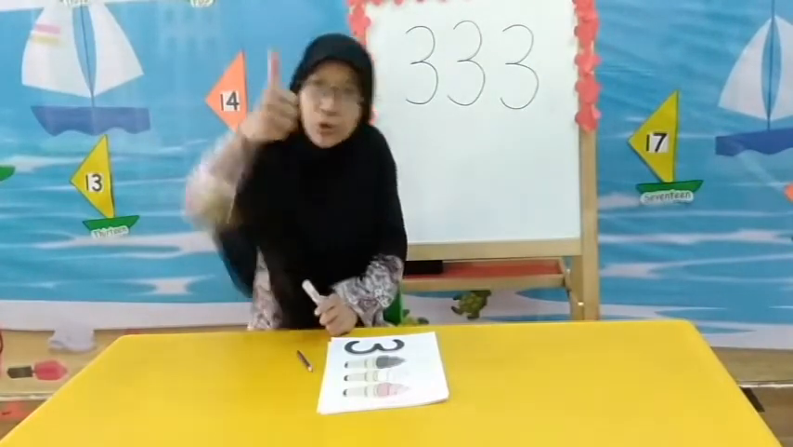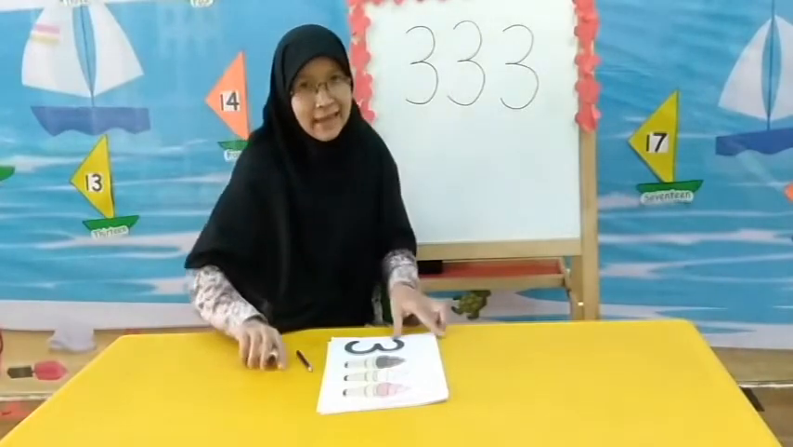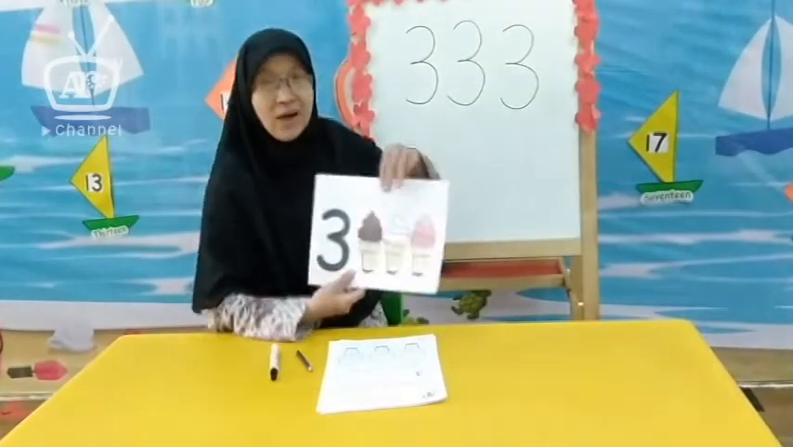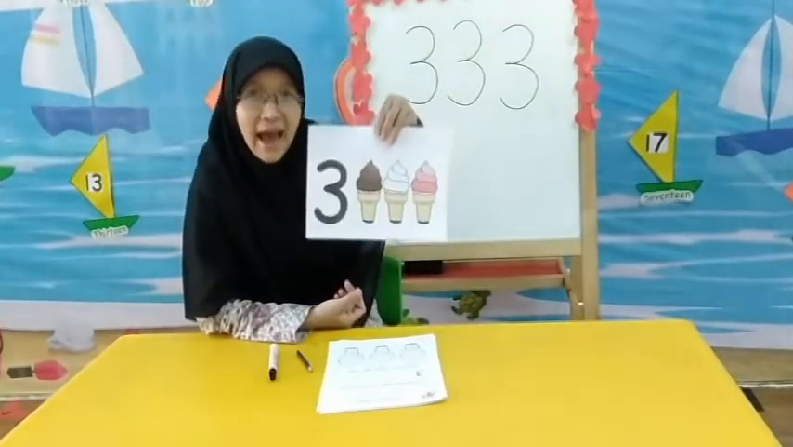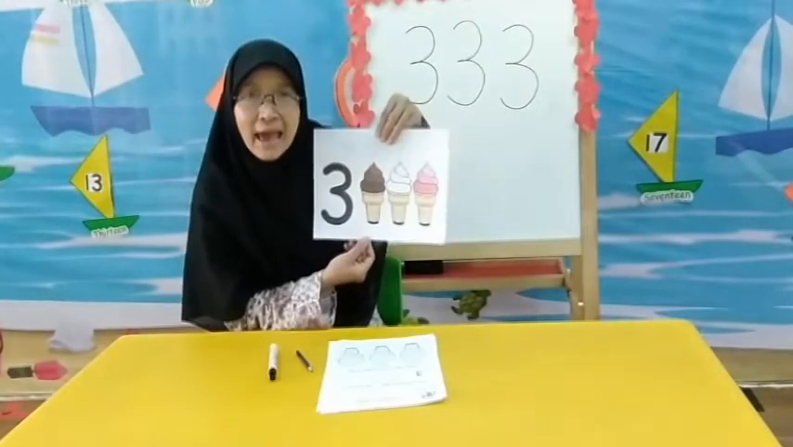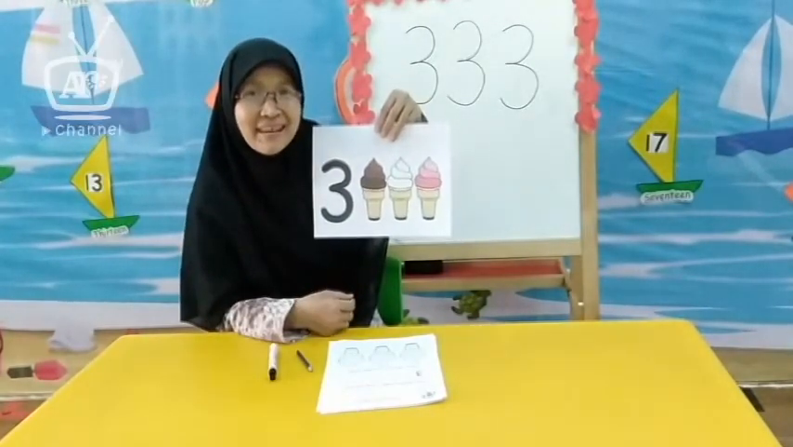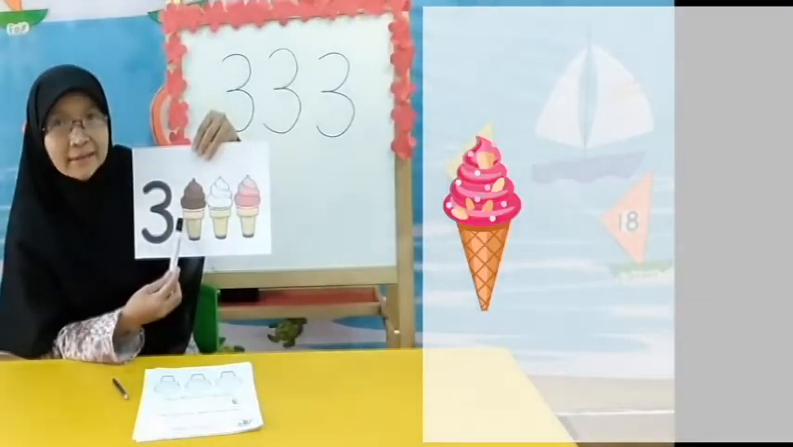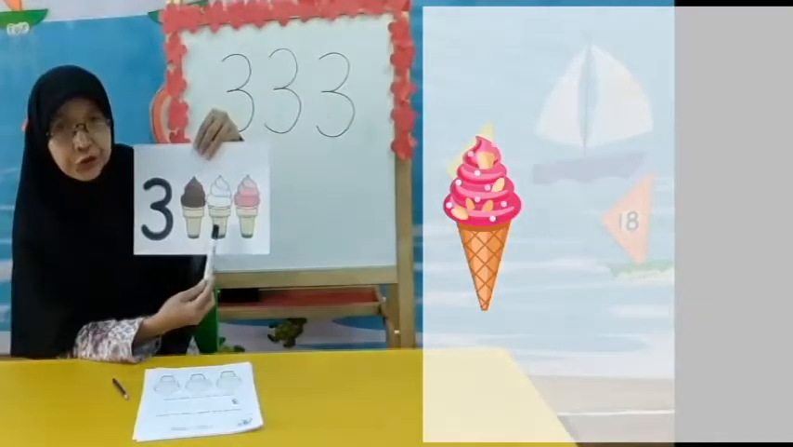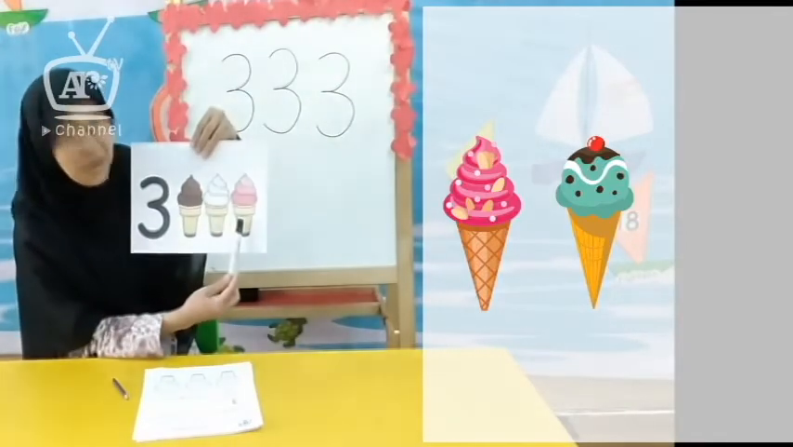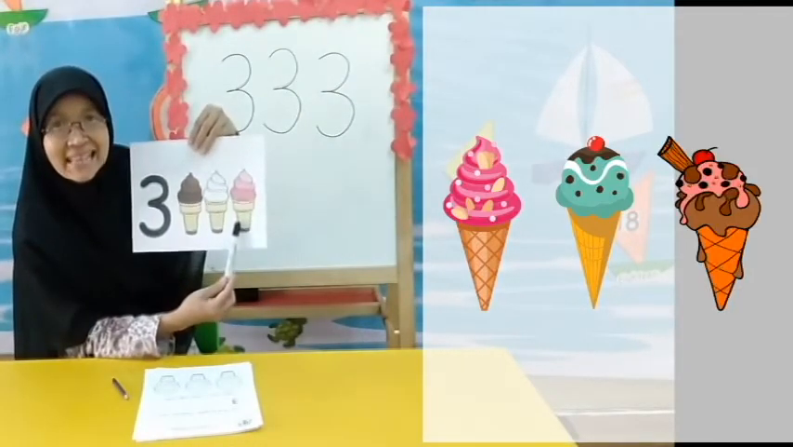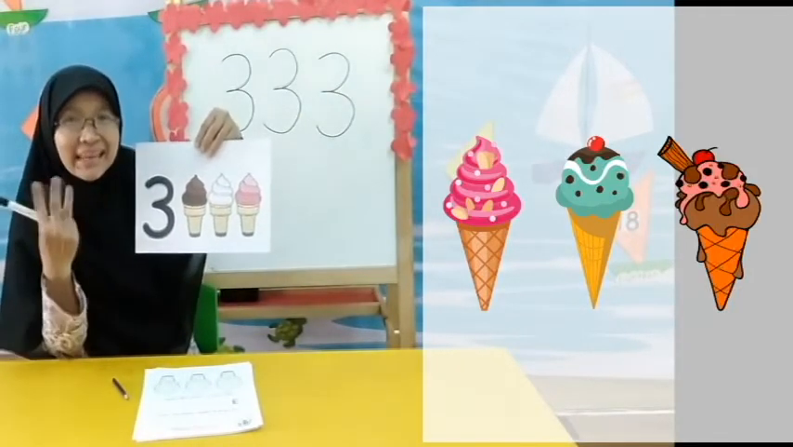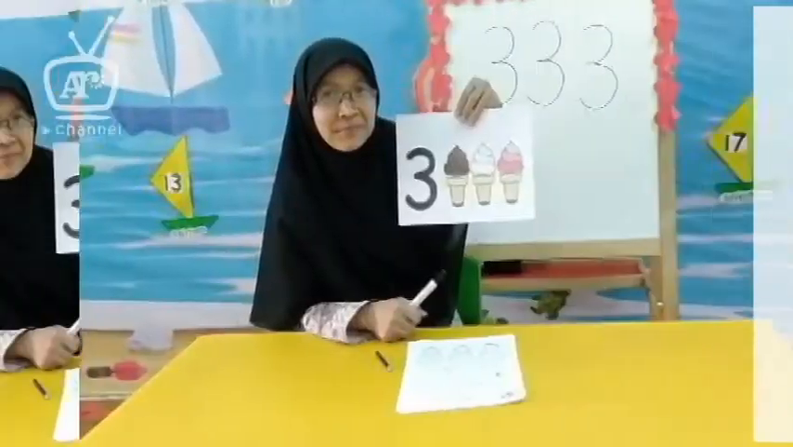Okay, good job. And then, I want you to count how many ice creams there are. Let's count together. 1, 2, 3. Yes, there are 3 ice creams.